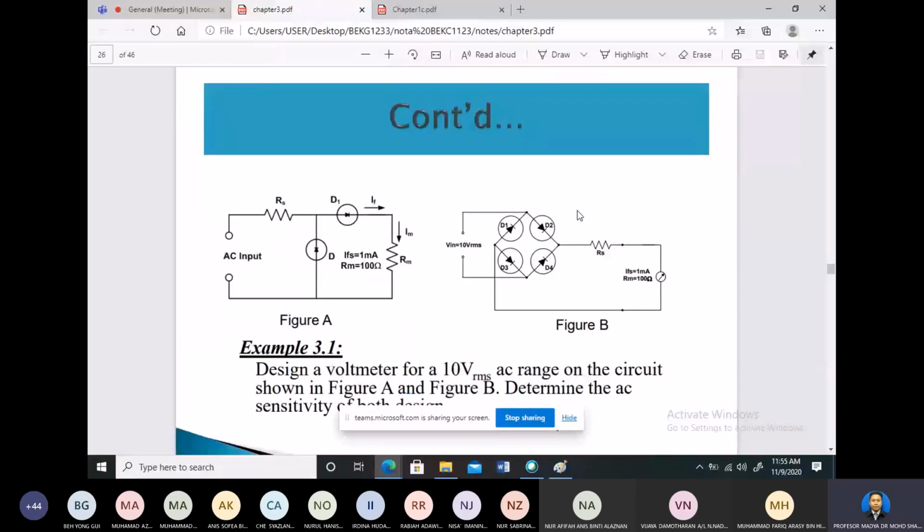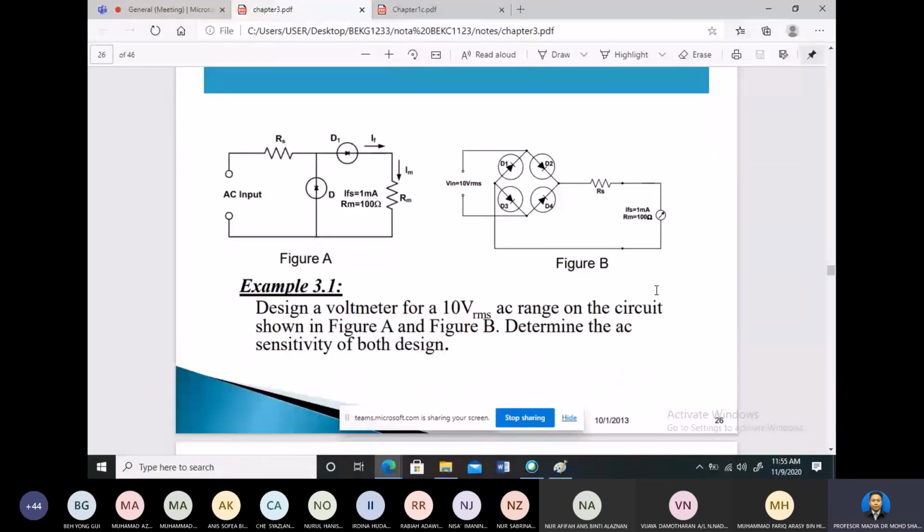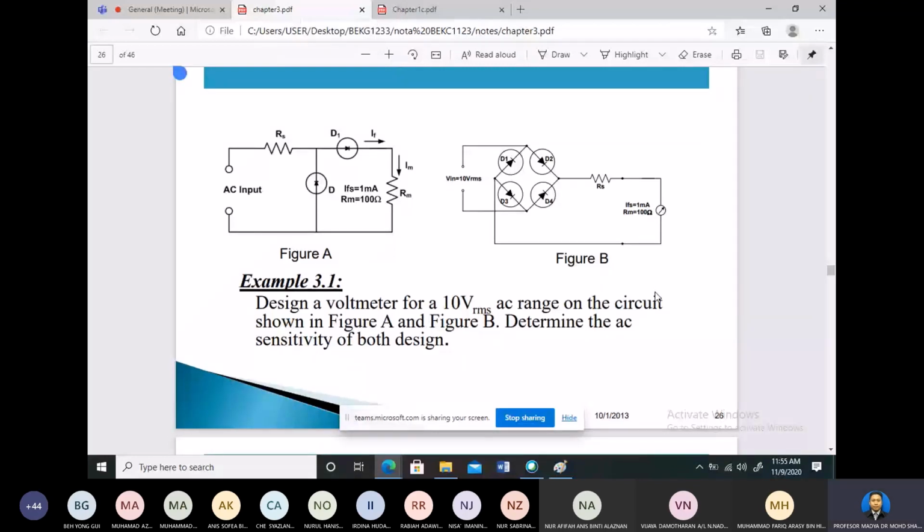Alright, so let's go for the example. Example 3.1: design a voltmeter for a 10 volt RMS AC range on the circuit shown in figure A and figure B. Determine the AC sensitivity of both designs. So you have to remember the formula for AC sensitivity: the full wave is 0.9 multiplied by the DC sensitivity.